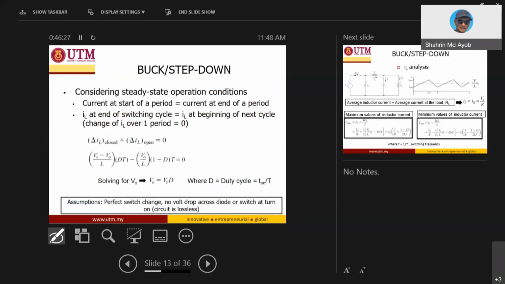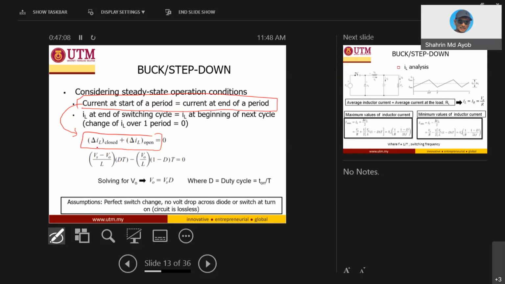At steady state operation, the change of current inside of the inductor during on plus the change of current when the switch is open must equal 0. This one is very important. The current at the start of the period must equal the current at the end of the period. That is the condition. So from here, we derive that all the change of the current must equal 0.